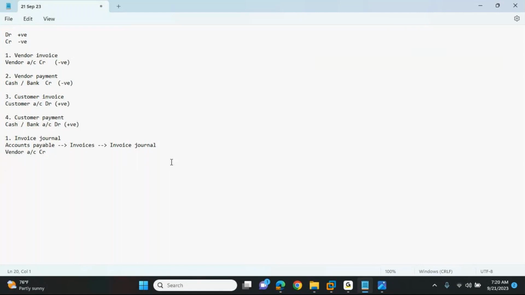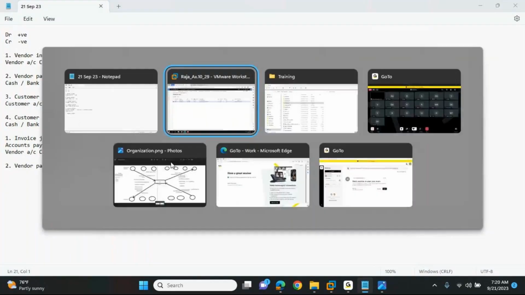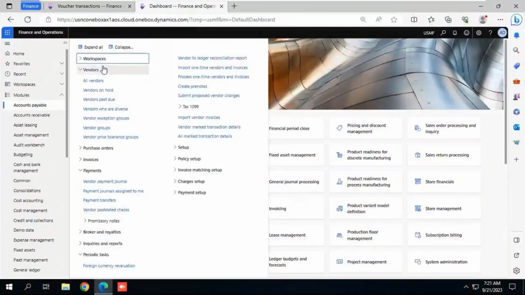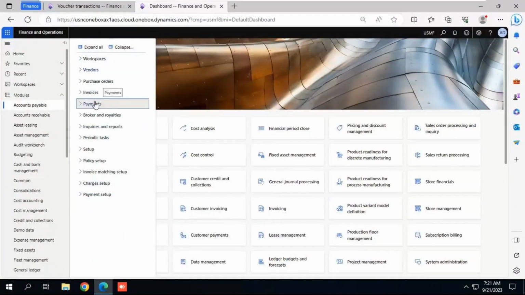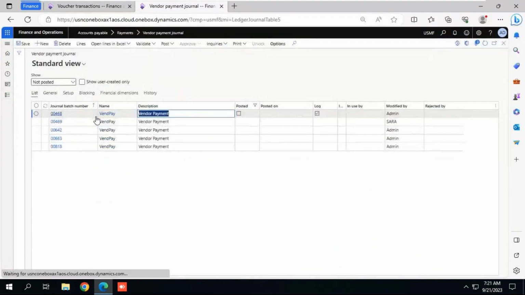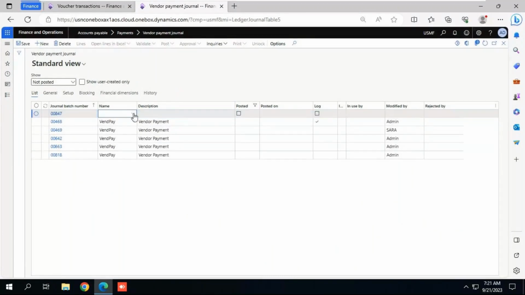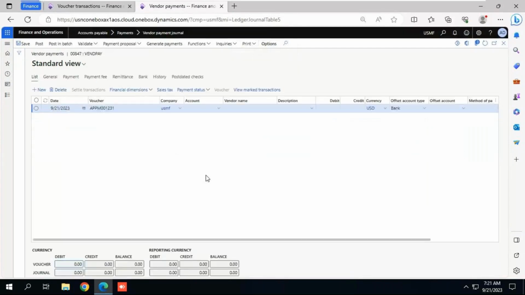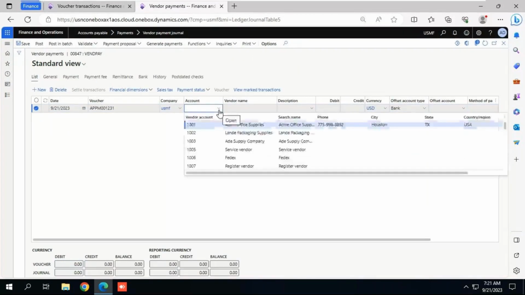Next, vendor payment. Let me show you the vendor payment. Accounts payable module, collapse all. Payments, vendor payment journal. Click on new. Select the vendor payment. This is also configuration; how it will be created, I will explain later. Then you can click on the lines button. Now select the vendor.